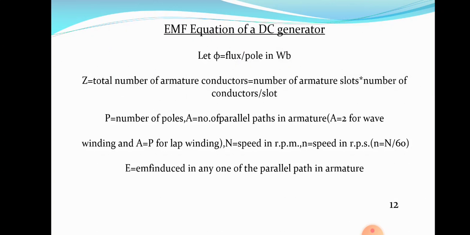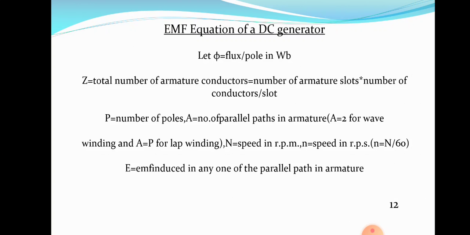Let phi is equal to flux per pole in Weber. Stator consists of field system. Field system consists of magnetic poles: pole core, pole body, pole shoe and field winding. So flux produced by each magnetic pole is equal to phi. That means phi is equal to flux per pole in Weber. The unit of flux is Weber. Flux produced by one pole in Weber is equal to phi.